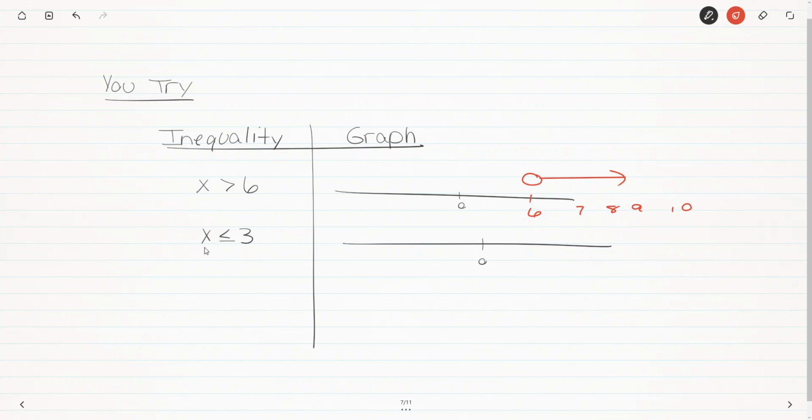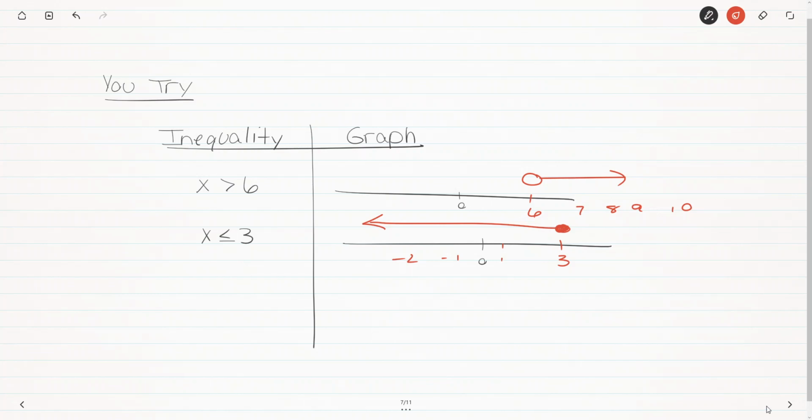Now for this one, x is less than or equal to 3. And 3 is included because it has a line underneath of it. It has an equal line. It can be equal to 3, so I give it a dot. But x can also be less, and left is less. So all these numbers, 1, -1, -2, all those numbers are less than 3 and could get plugged in for x.